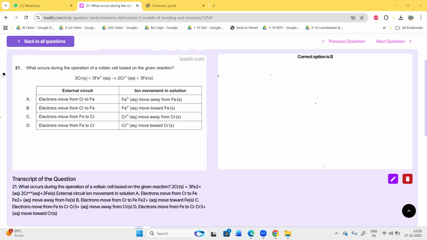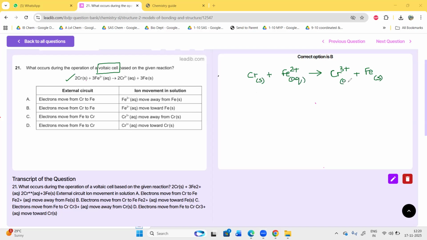Hello, friends. As you can see here, this question is about a Voltaic cell. They have given you the overall equation, so let's write it: Cr + Fe2+ gives you Cr3+ and Fe. Cr and Fe are solids, and the ions are aqueous.